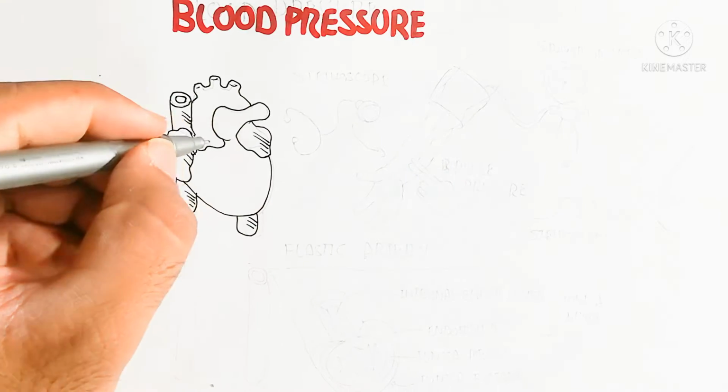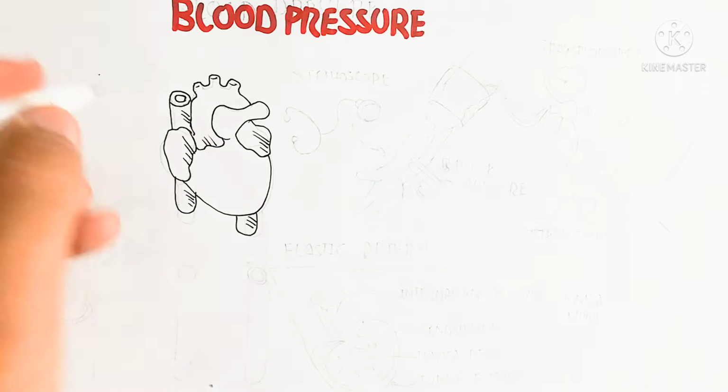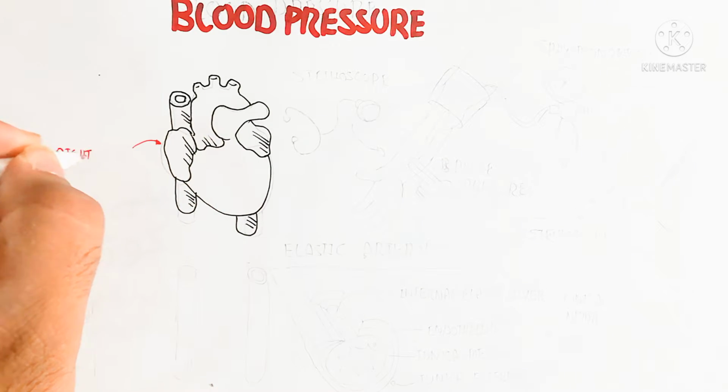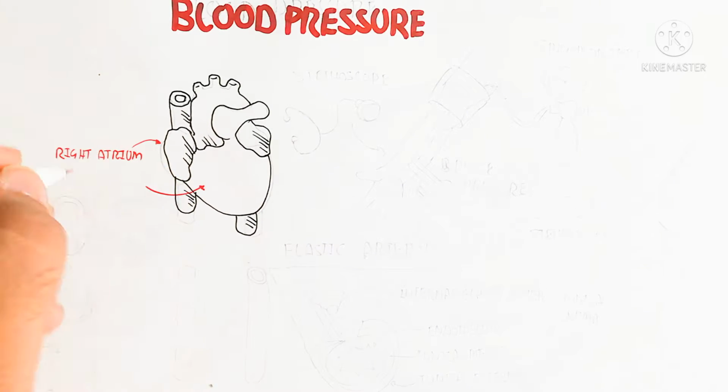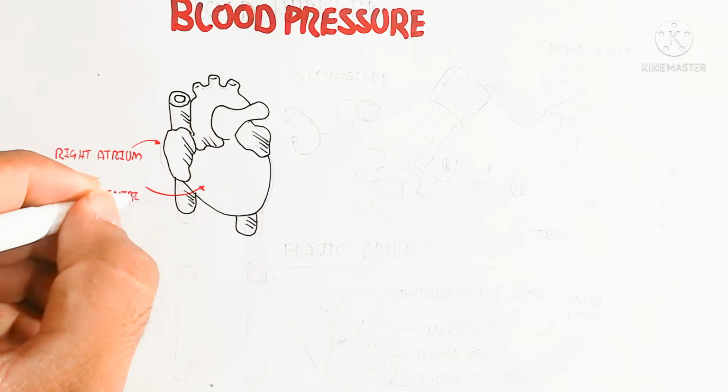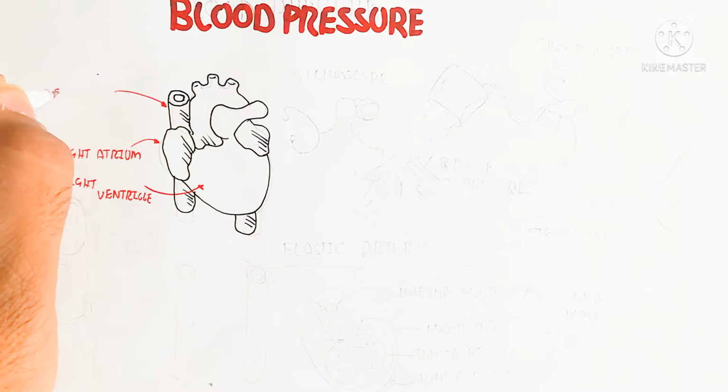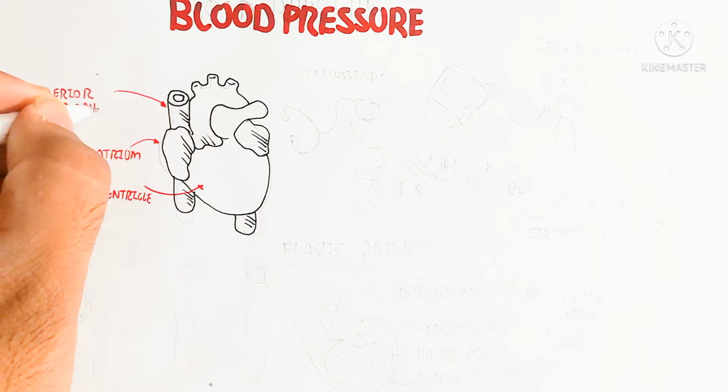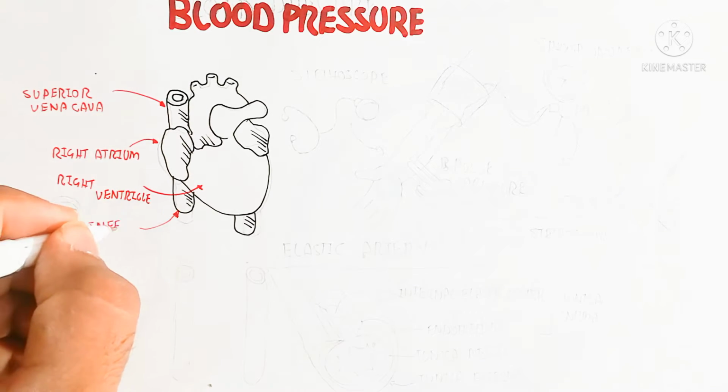So here is the heart and it contains an aortic arch, and this is the right atrium and right ventricle, and the superior vena cava and inferior vena cava, which are used for deoxygenated blood toward the heart.